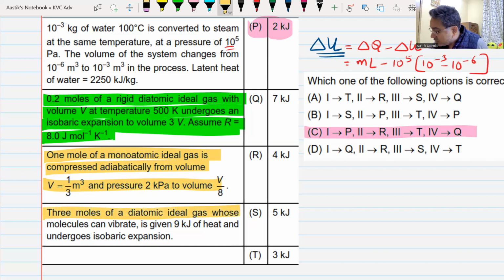3 moles of an ideal diatomic gas, with vibration, vibrate, vibrate. Degrees of freedom become 7. Do you understand? It is given 9 kilojoules of heat and undergoes isochoric expansion. Delta U by delta Q is Cv by Cp, which is 7 by 9. Do we understand this? See, life is so simple. JEE is so simple if you do the right things in the right way.